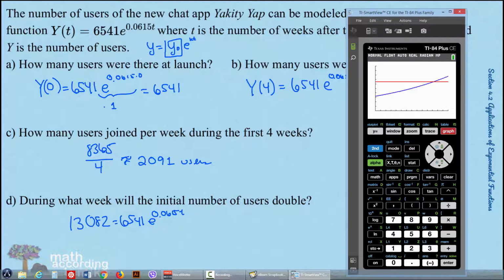So to get the intersection, we'll go to second calc, intersect, which is number 5. First curve, hit enter. Second curve, hit enter. Yes. Put your cursor close to where they intersect. Now notice that says x is 11.27. 11.27 is during which week? It's during the 12th week.